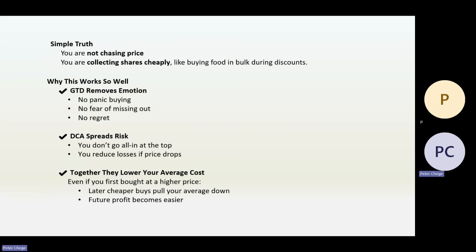If you're one of those investors who are chasing prices, you sell when it is green, when your portfolio is in profit, so that you stop the panic. If you're investing long term, then don't check on profits. You just accumulate dividends. DCA, on the other hand, spreads risk. You don't go all in, so you reduce losses if prices go down. So both of them together work to lower your average cost. You want to lower your average cost as much as you can.